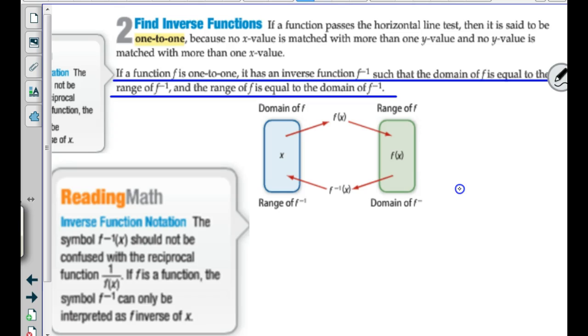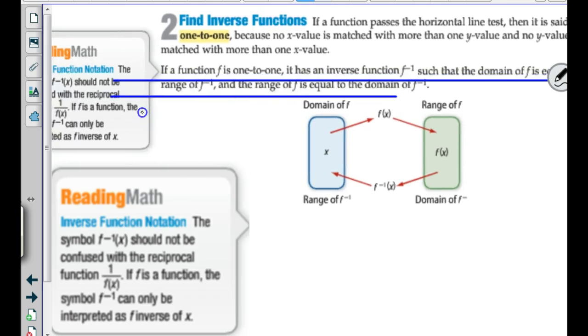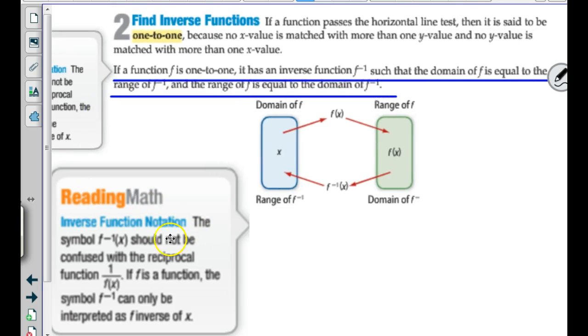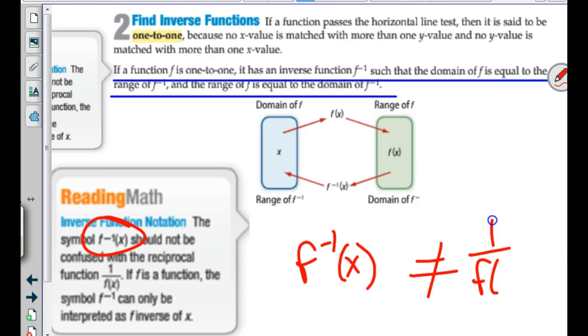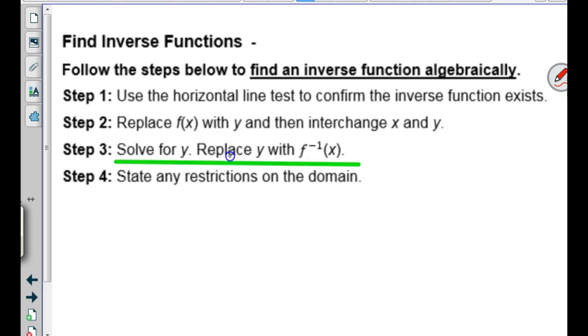If a function passes the horizontal line test, then it is said to be one-to-one. We discussed that. It means it has an inverse that's also a function because every x has only one y and every y is only one x if it has one at all, whatever. Okay. What am I supposed to be doing here? Oh, that's the same thing. This little note is just about the fact that this notation does not mean 1 over f of x, okay? It has nothing to do with moving something to the denominator. All right, so steps to find an inverse.